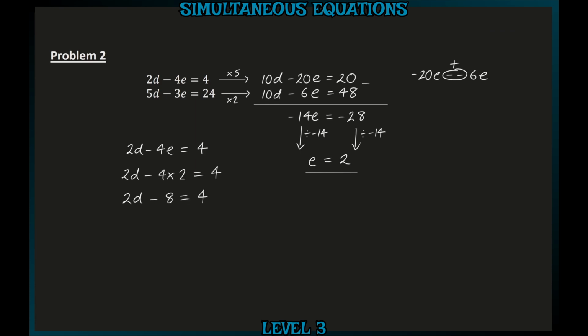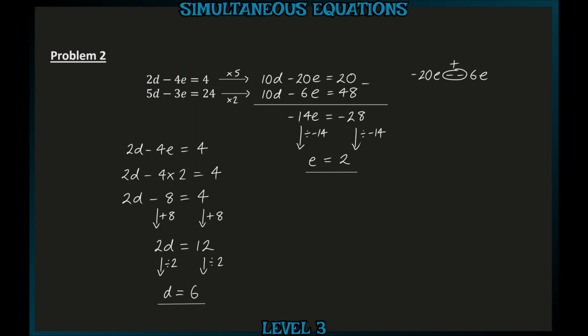We can start solving this by removing the minus 8, and we can do this by adding 8 to the left and making sure we do the same on the right. And on the left, the minus 8 and the plus 8 cancel out to leave us with 2d, and on the right, 4 plus 8 gives us 12. Finally, we can remove the times 2 in front of the d by dividing by 2 and doing the same on the right. And on the left, the times 2 and the divide by 2 cancel out to give us d, and on the right, 12 divided by 2 is 6. So d is equal to 6.